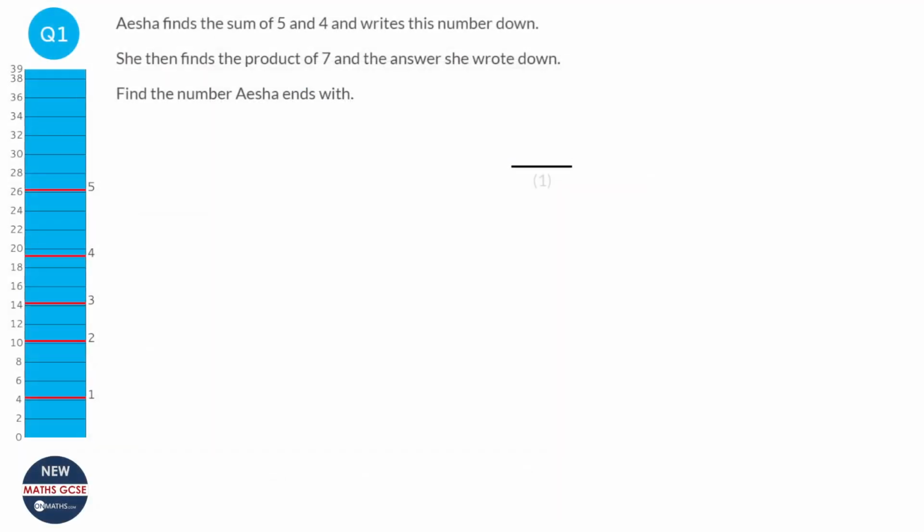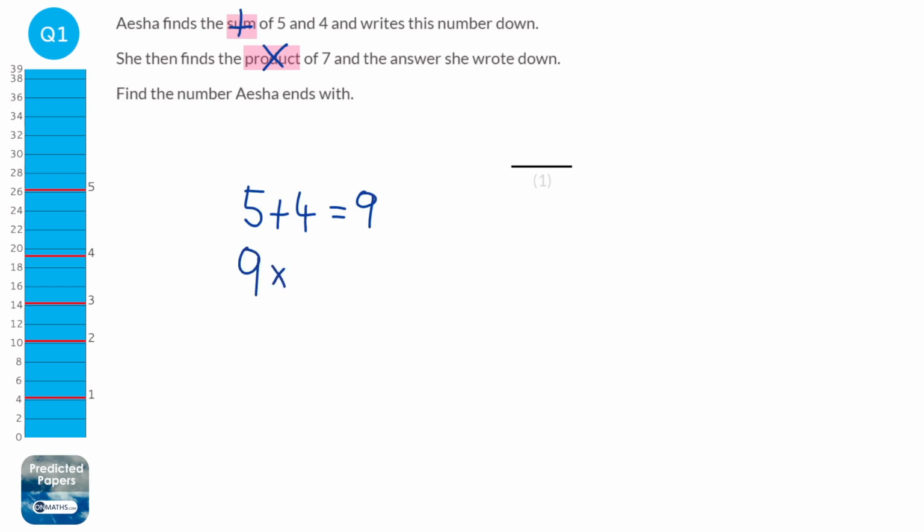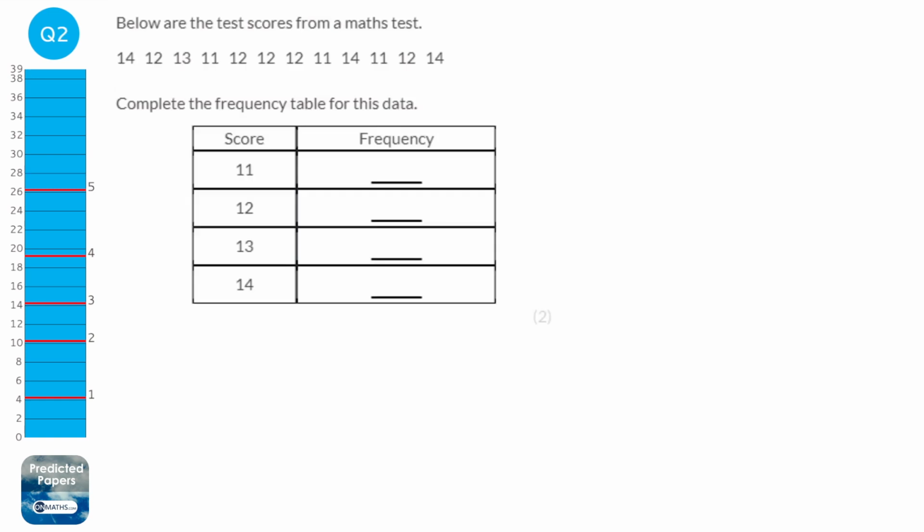For this question, it's really important that we understand what the words sum and product mean. Sum just means add, and product just means times. So we're going to start by adding the 5 and the 4. So that will equal 9. And then we're going to find the product of 9 and 7, so we're going to multiply them together. 9 times 7, which is 63. So our answer is 63.